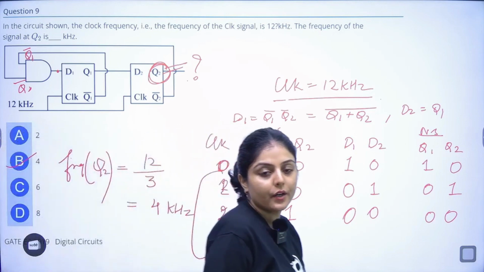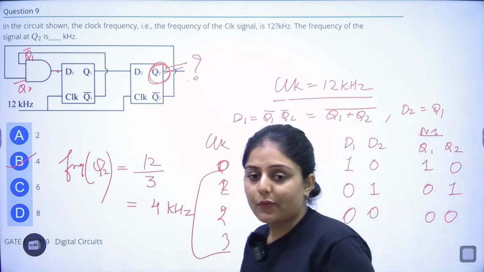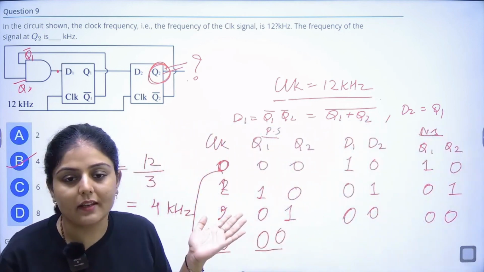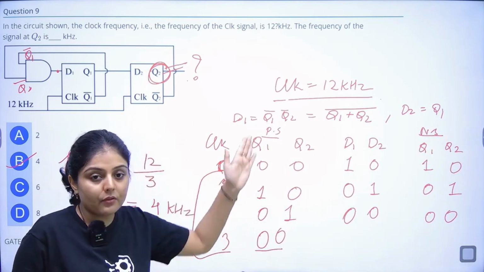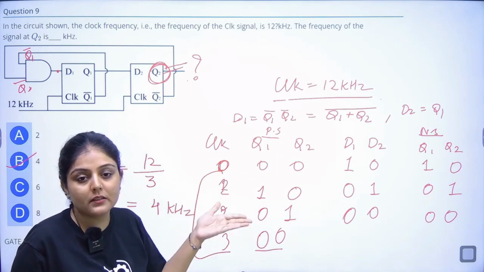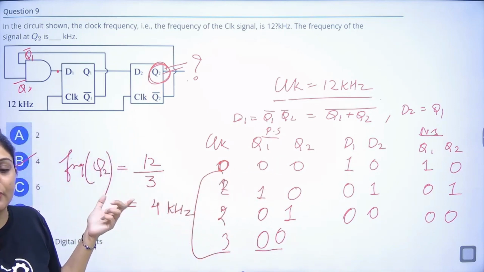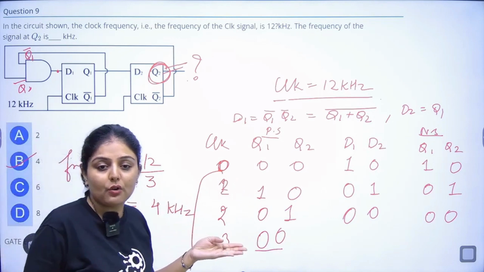Whole will be your correct answer, right? So this is how you have to solve all these output frequency questions, by making this table only. There is no other option. You have to see wherever the repetition is occurring, after how many clock pulses the repetition is occurring, and that many clock pulses, if you divide it by the original clock, that will give you the output frequency.